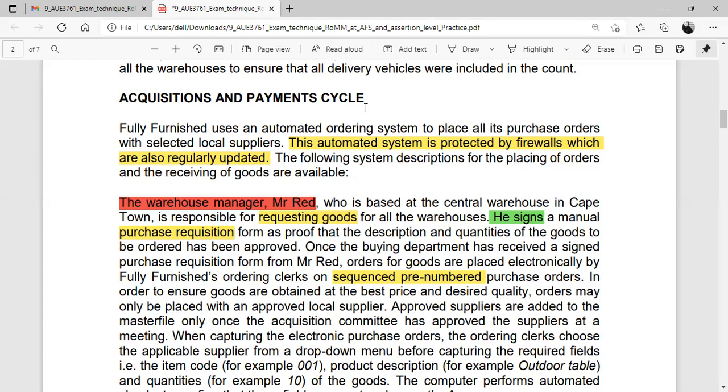The next control is the warehouse manager, Mr. Reid, signs a manual purchase requisition as proof that the description and quantity of goods to be ordered has been approved. So he approves the purchase requisitions. So that's a control. Great. You have identified a control. How do you test that control?